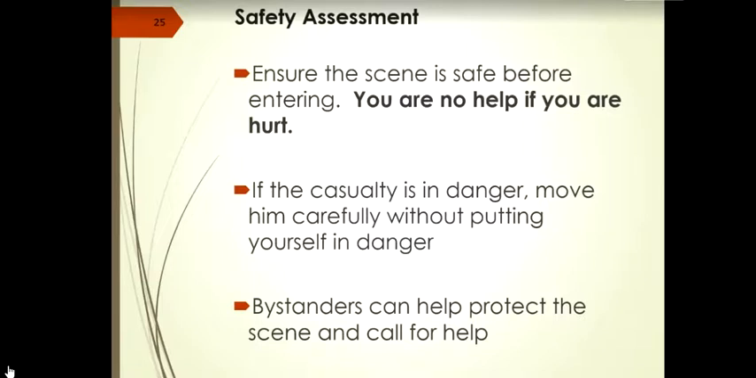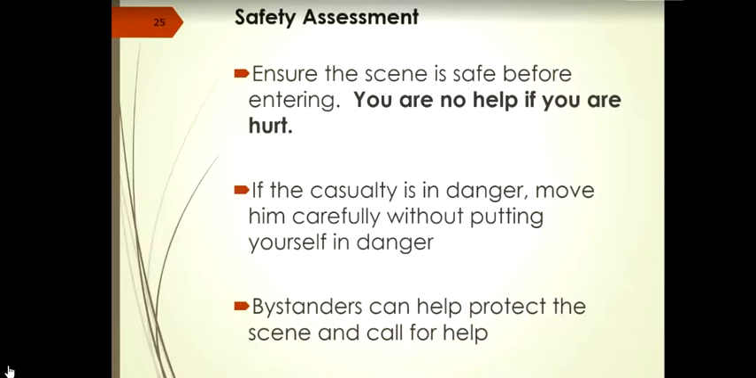If not, please remember, like I said before, you are of absolutely zero help to anyone if you're injured or hurt. If your casualty or your student is in danger, move them carefully without putting yourself in danger.